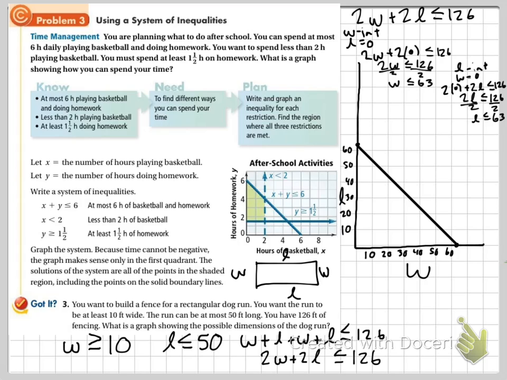Okay, and then I need to figure out how to shade it. So let's plug in 0, 0, right? That's the easiest one to plug in. 2 times 0 plus 2 times 0 is less than or equal to 126. 0 plus 0 is less than or equal to 126. 0 is smaller than 126. That is true. So I'm going to shade underneath. So I'm going to color all of this in.